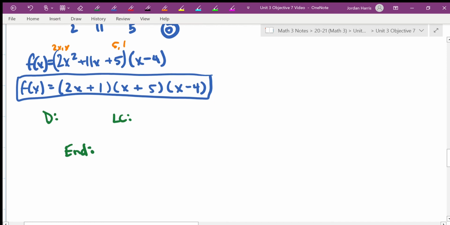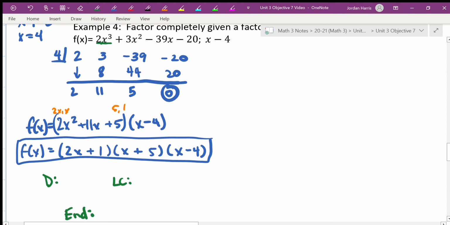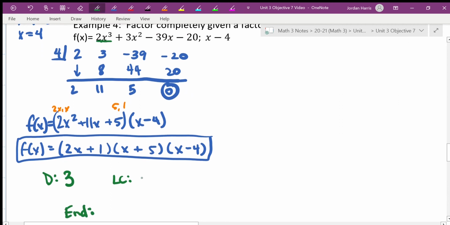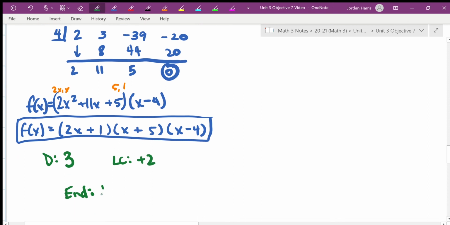Okay, so I look at those things. Degree, I'm going to go back to my original function. Standard form is the easiest for me to look at. It's a third degree because the exponent is 3. Positive 2 for my lead coefficient. And then odd positive, down, up.